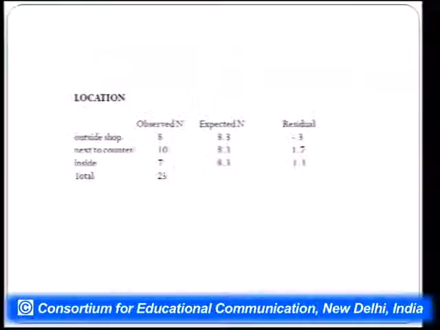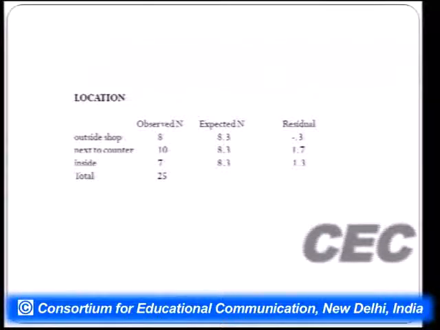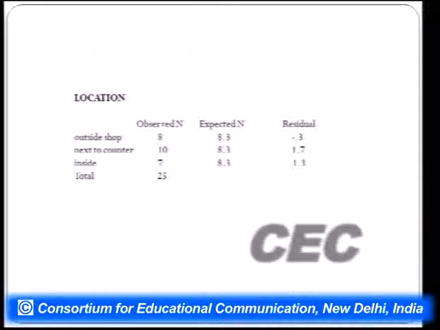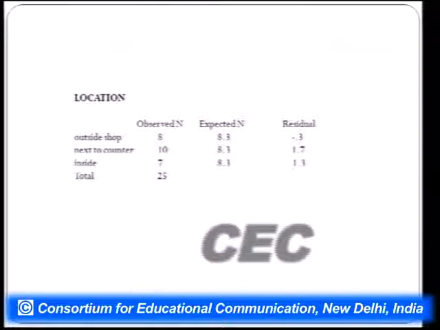Now, as we see, the total of 25 shops were visited, like in the previous case. So the data pertains to the same shops. The observed frequency is 8, 10 and 7. So there were 8 shops which have kept their VISI cooler outside. 10 shops out of 25 have kept it just next to the counter, and 7 out of 25 have kept it inside the shop, which was not visible even when somebody approached the counter.